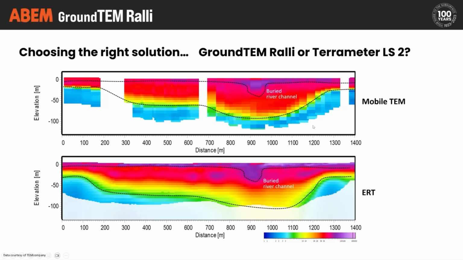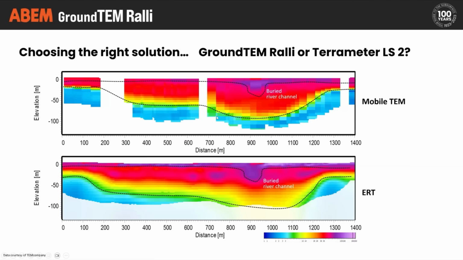However, the mobile TEM system is punching much deeper. And that's because the ERT has been choked a bit by the higher resistivities at the surface. That's reducing the amount of current we can inject, whereas the TEM is spinning through that really nice and quickly and then getting down to the conductive material beneath. So we see a greater depth with the mobile TEM system.